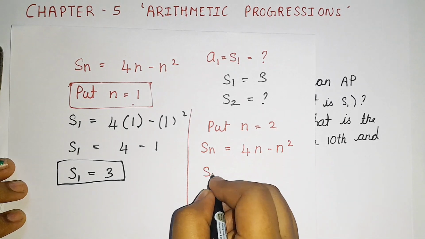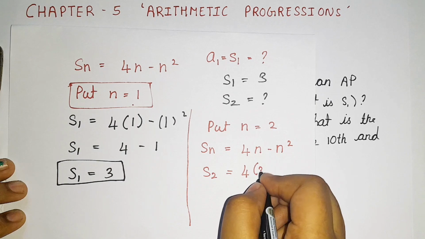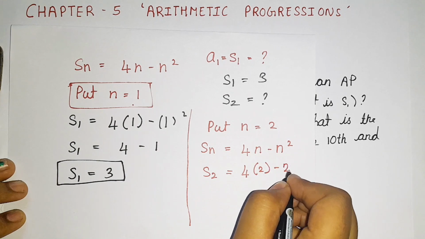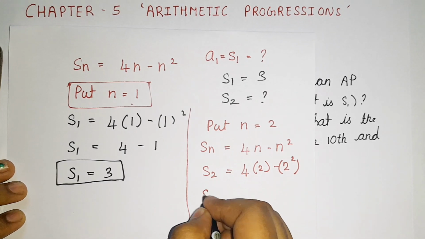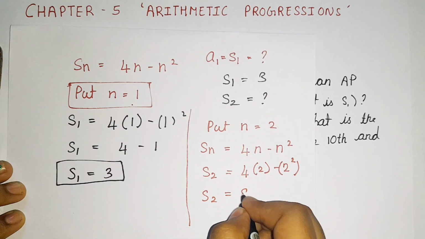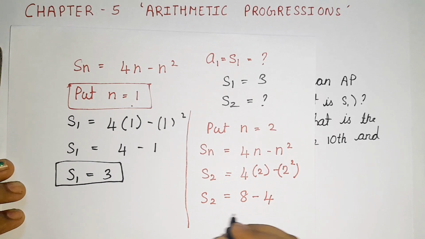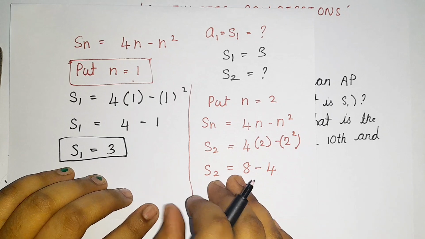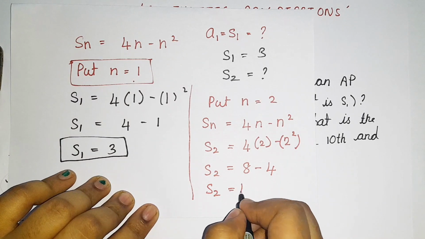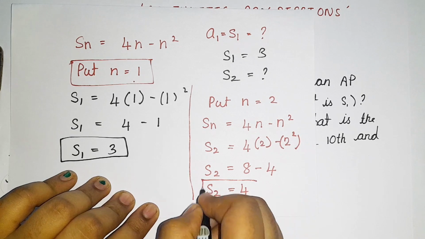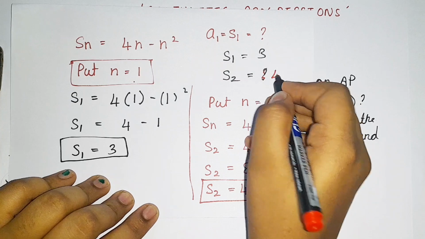So S2 is equal to 4, and for n we put 2, minus 2 square. We are supposed to do it like this. S2 is equal to 4 into 2, which is 8, minus 2 into 2, which is 4. So S2 is equal to 8 minus 4, which is 4. Likewise we got the S2 value. So what is the S2 value? The S2 value is 4.